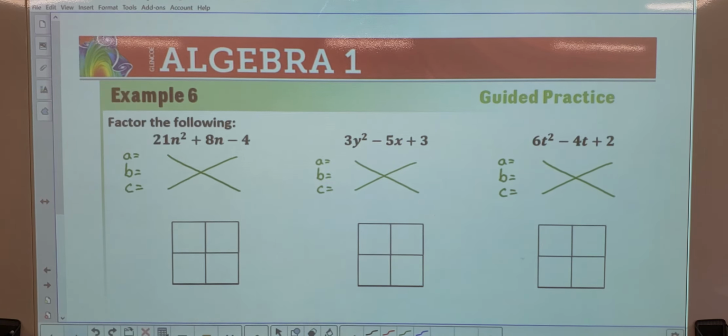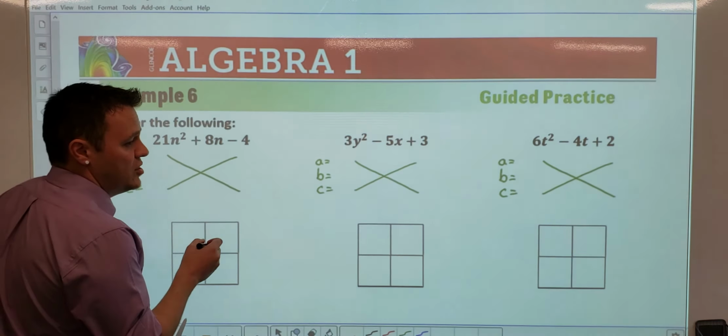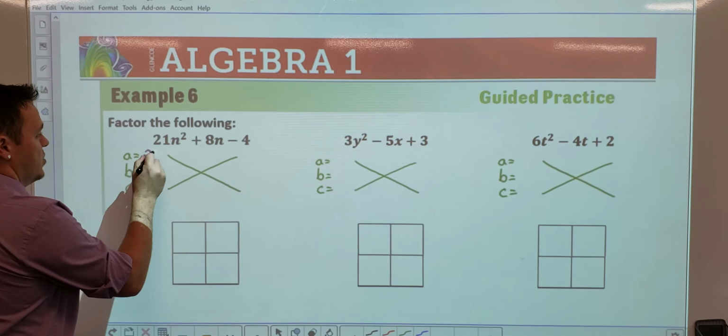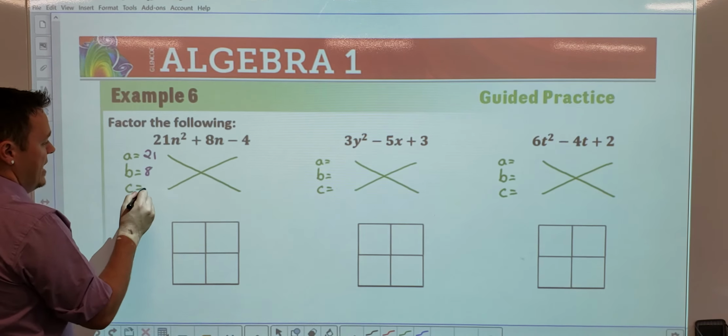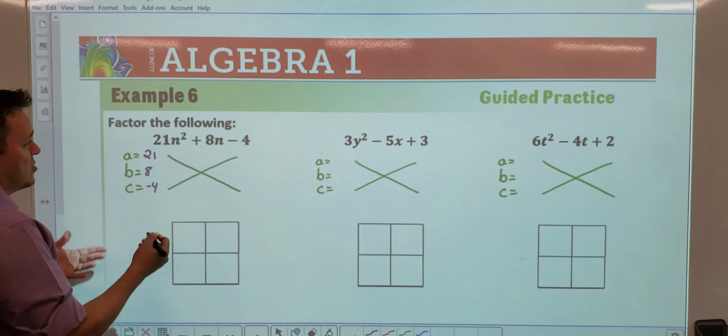All right, last setup, guys. Make sure when you're going through this that you can actually figure these prime numbers out and see if you can do it or not. All right, so this is going to be 21, 8, and negative 4. And this is an odd number. You can't pull a 3 out, so I know you can't factor.